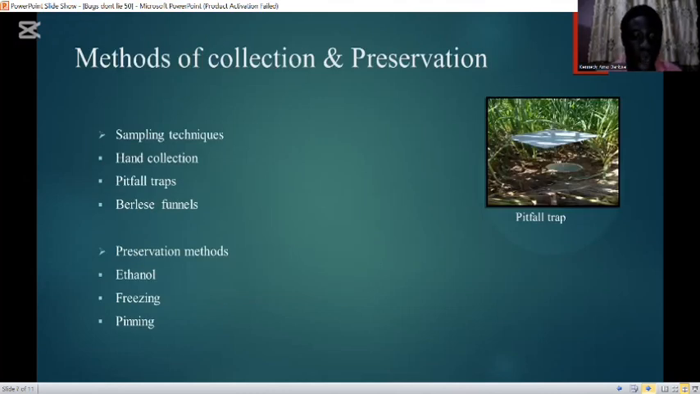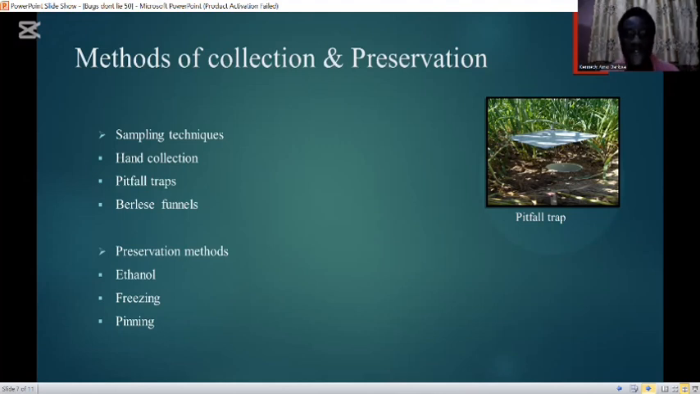To accurately study insects on the body, proper collection and preservation are crucial. Common sampling techniques include hand collection, pitfall traps to catch crawling insects, and Berlese funnels to extract insects from soil. So here is an example of a pitfall trap. It's a simple, effective way of collecting insects crawling around or emerging from the body. These traps are especially helpful in locating insects that develop beneath or around a corpse, contributing further to PMI estimation.